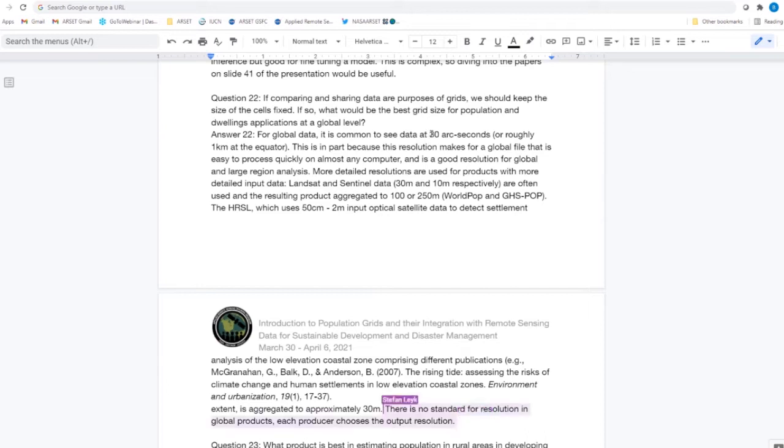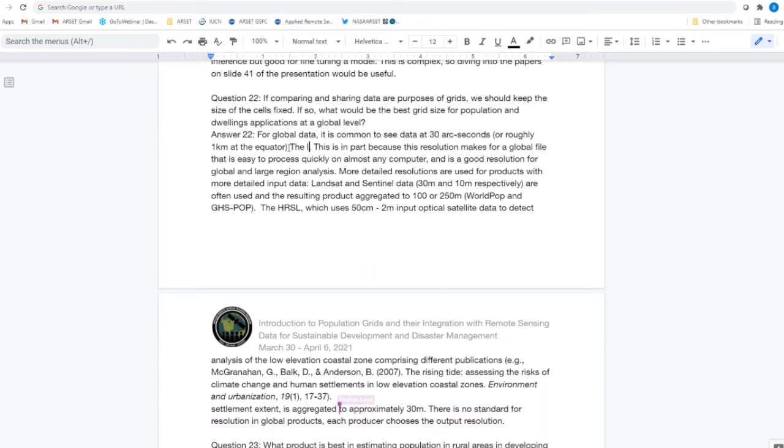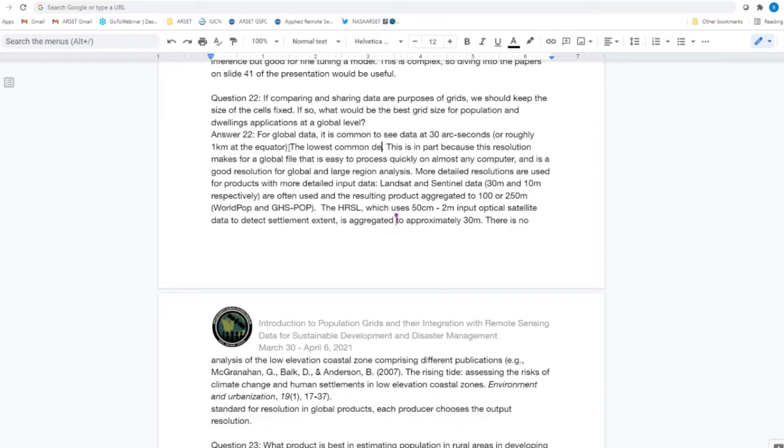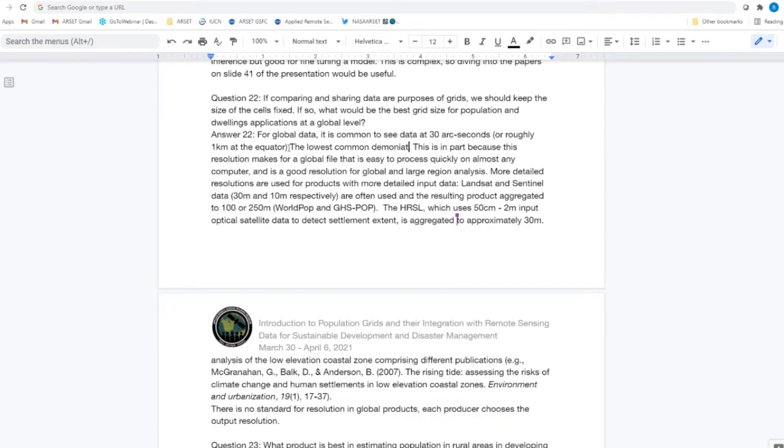And then in the rest of the description, I note that the higher resolution products typically have more spatial detail in their inputs, so they've been produced at higher spatial resolutions. But for global comparison, 30 arc seconds is, if not a standard, the practice that's currently used in the community.